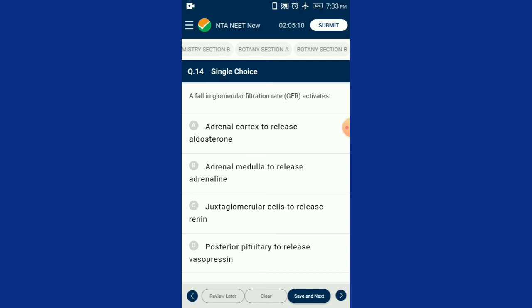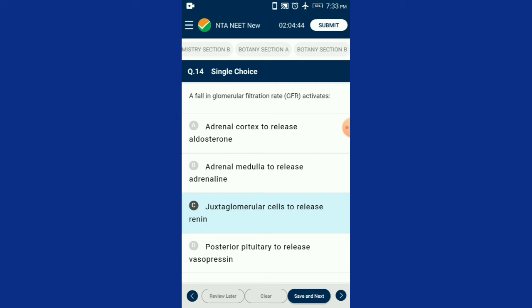It also increases blood volume in two ways. Firstly, by signaling the proximal convoluted tubules to absorb more NaCl and water, and secondly, by stimulating the adrenal gland to release aldosterone, a hormone that induces the distal convoluted tubule to reabsorb more sodium and water. So the answer is option C, juxtaglomerular cells to release renin.